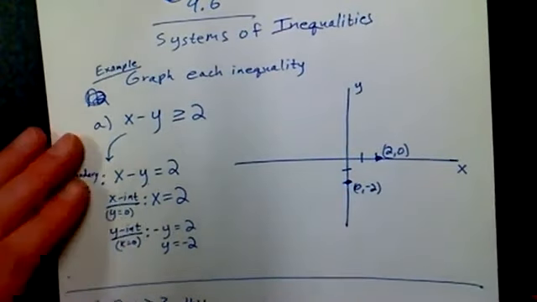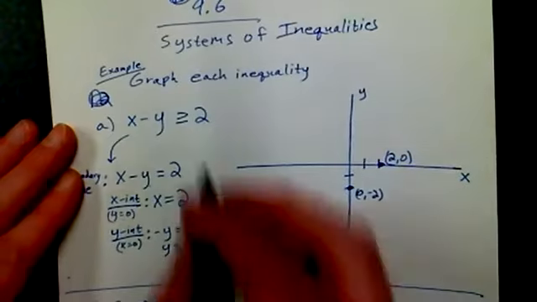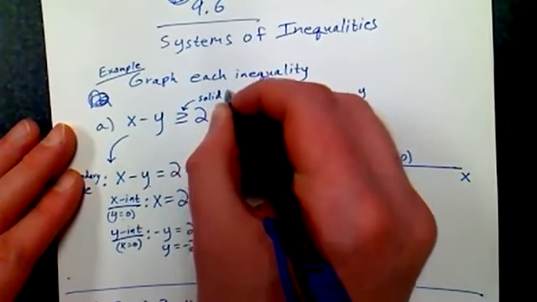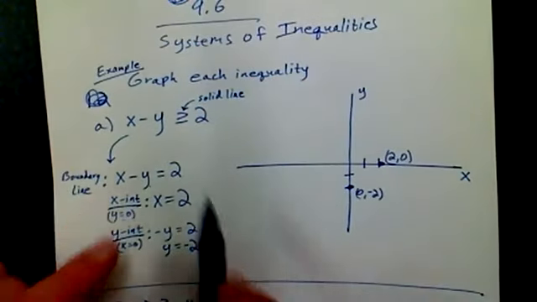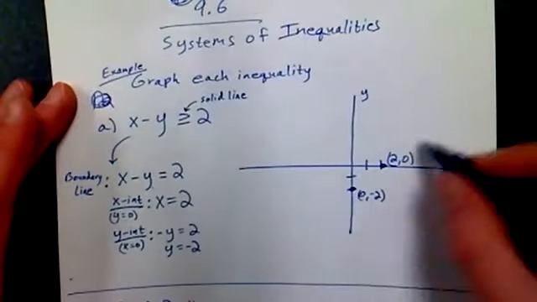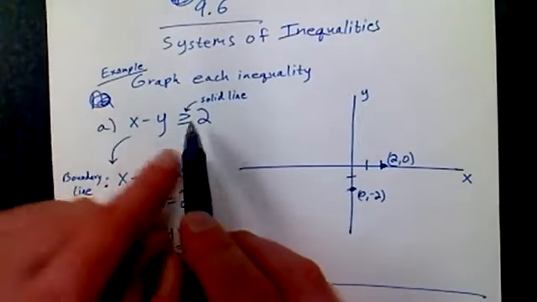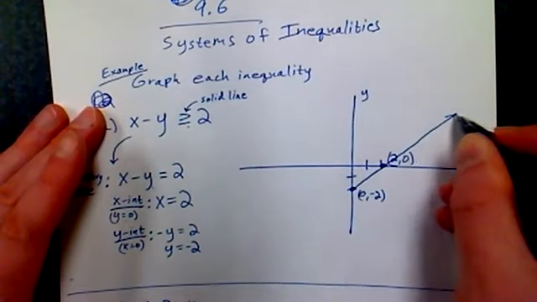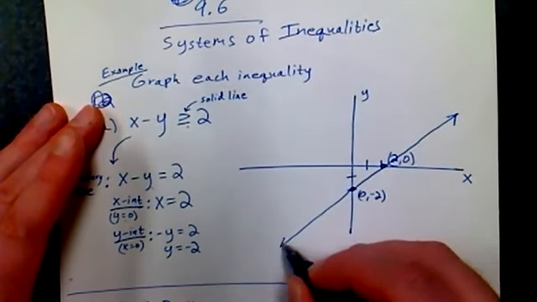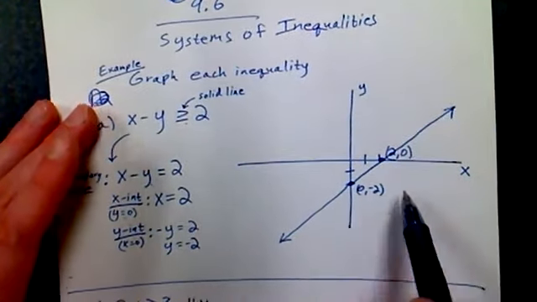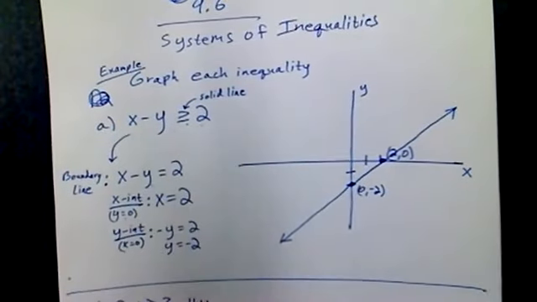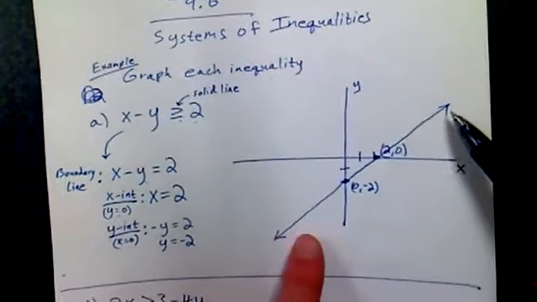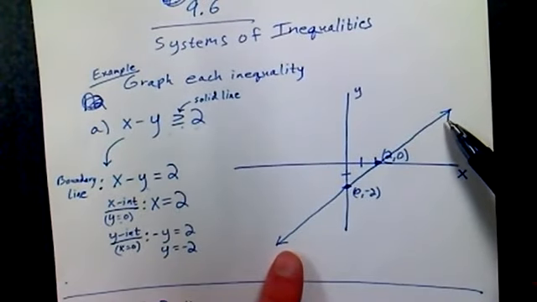The other thing I want to point out is, see how this is a greater than or equal to? That tells me I'm going to use a solid line, because if x minus y is equal to 2, anywhere on the line, this will be satisfied, since it can be equal to. So any point on this line, (2, 0) or (0, -2), you can check it, will satisfy this inequality. Now, this is our boundary line, the boundary between our correct answers and our incorrect answers.